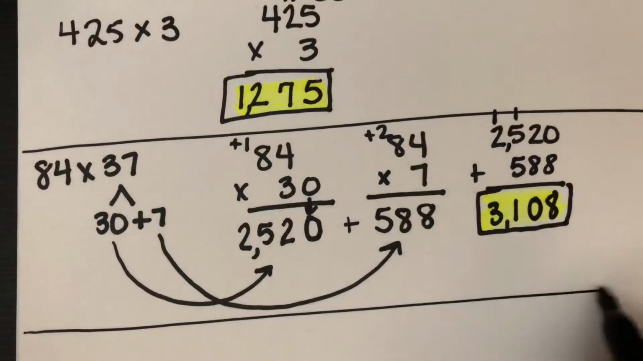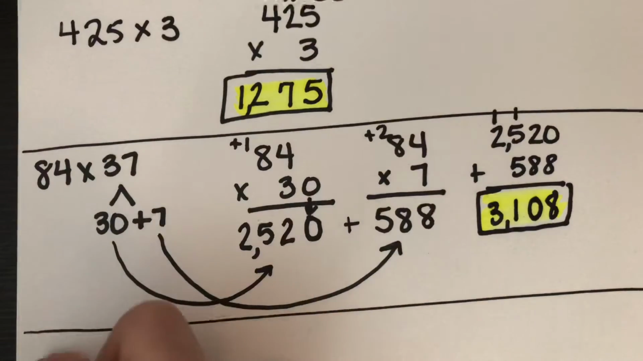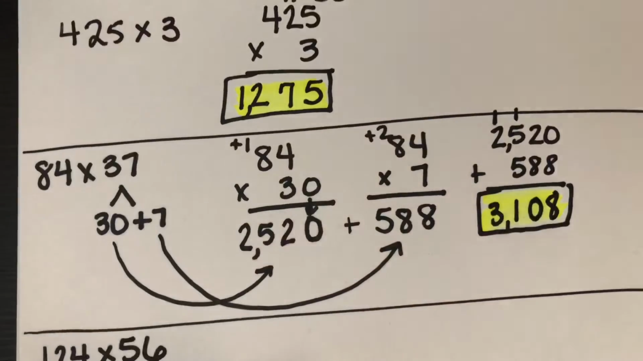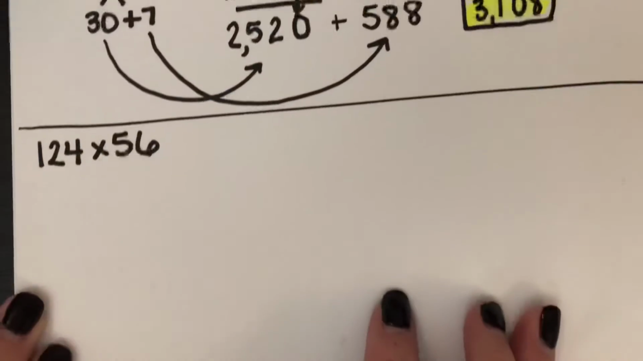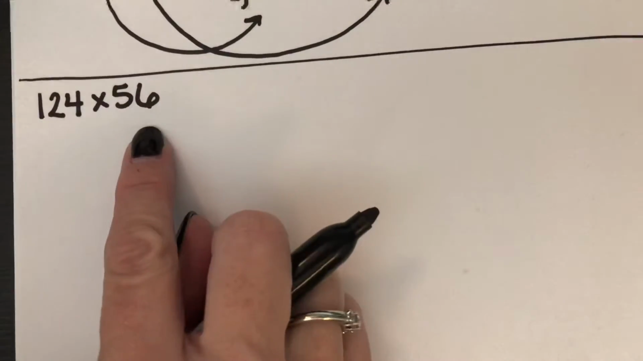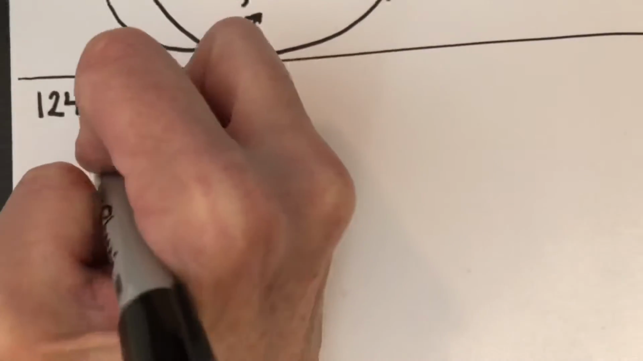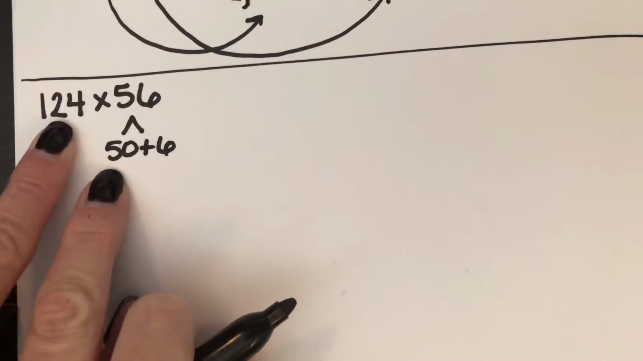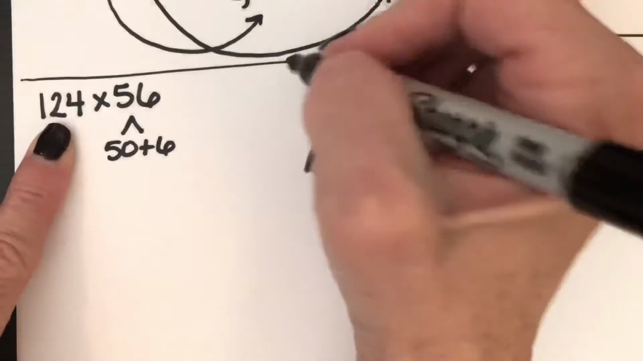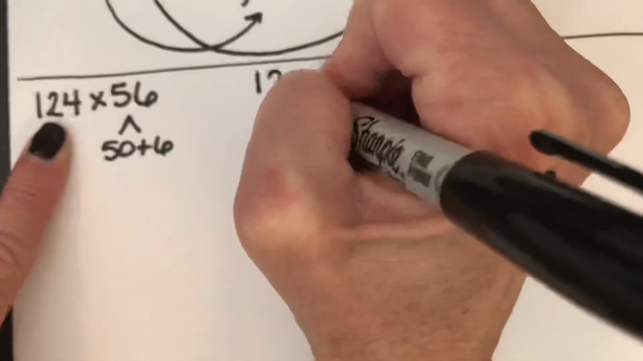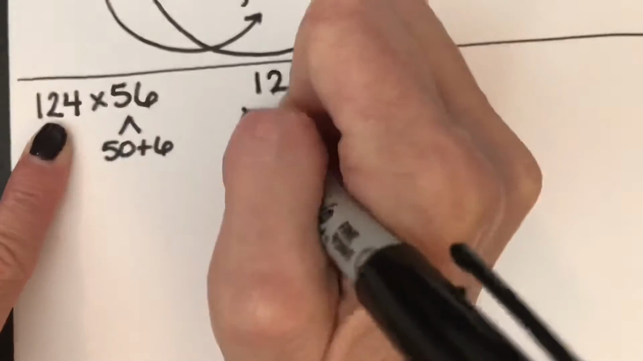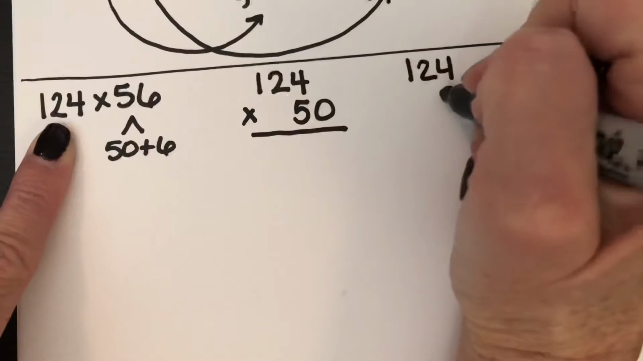Let's try another one. This time I'm going to do a 3-digit by a 2-digit, 124 times 56. This time I'm going to break up the 56 and make it 50 plus 6. So I'm going to do 124 times 50 and 124 times 6. So 124 times 50, again, write the 0 off to the side. And 124 times 6.